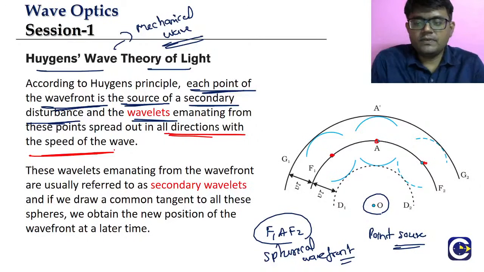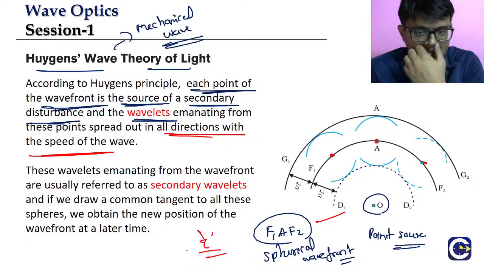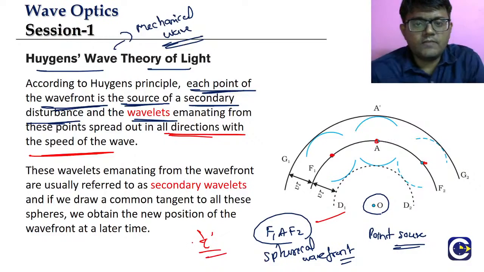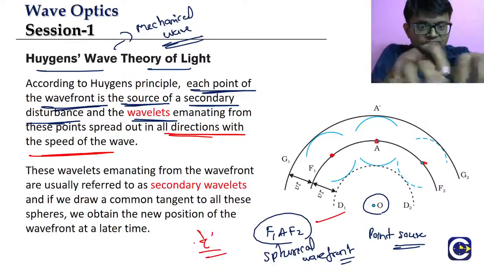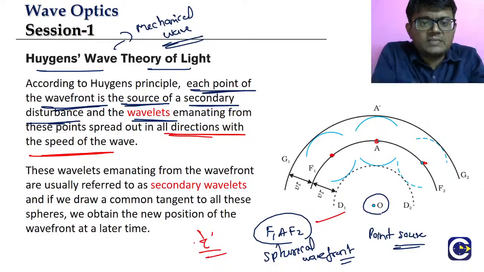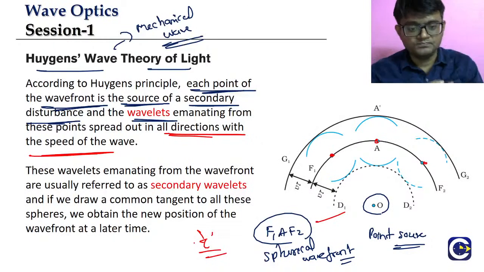Now the question is, how will we be able to see the wavefront at some time? Initially, let's say we are observing F1, F2 as our wavefront. After some time, tau or t, whatever we represent, we want to know where this wavefront will actually exist. You can think of that upward bump on the surface of water. At some time you see that it is at a particular location. After some time, what will be the position of that upward bump? That's what we're trying to understand: the position of the wavefront after some time tau.